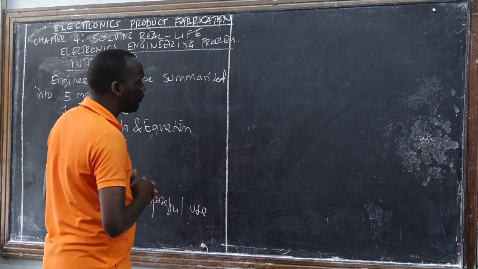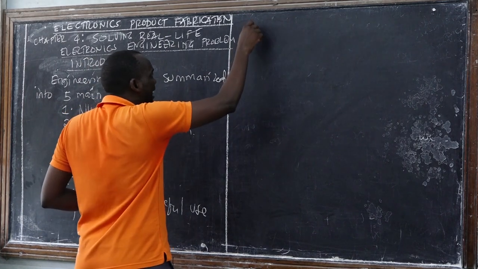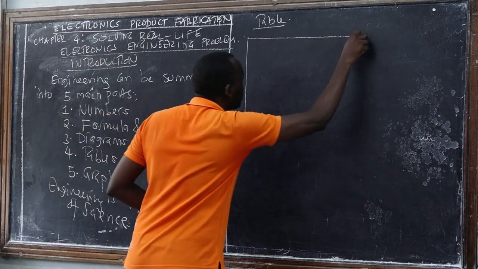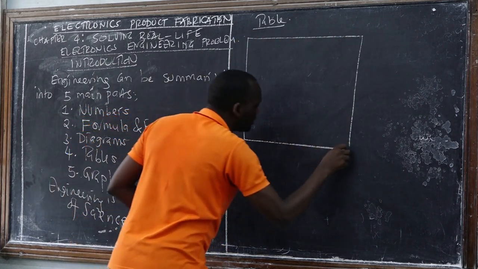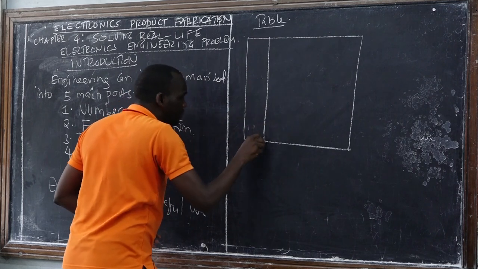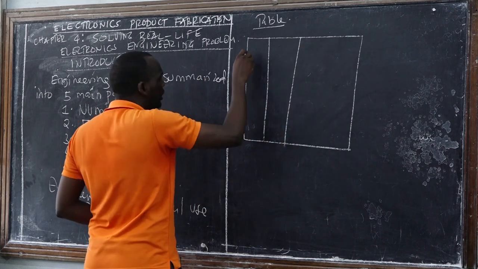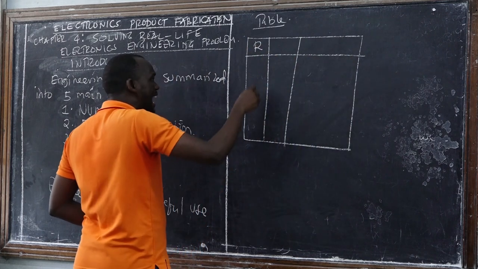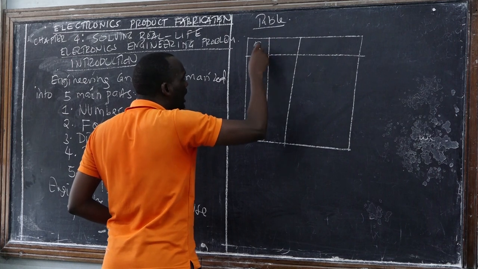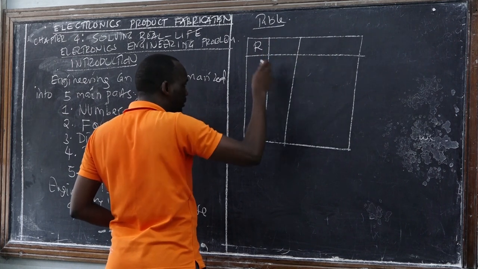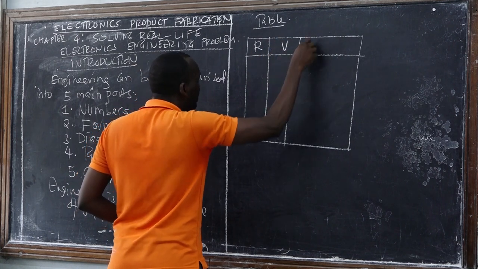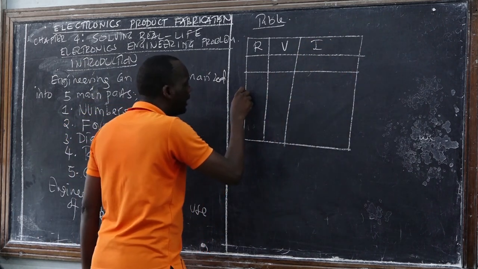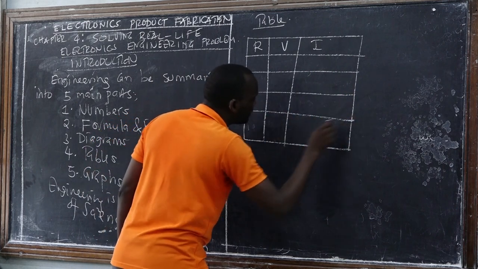So in the case of electricity, for instance, you can be asked to fill the table below. You can be given a table, or asked to draw a table like this. Suppose you've been given different values of resistor, and a specified voltage. So you've been given resistance and voltage, and then you've been asked to fill the column for current. So you can have something like this.